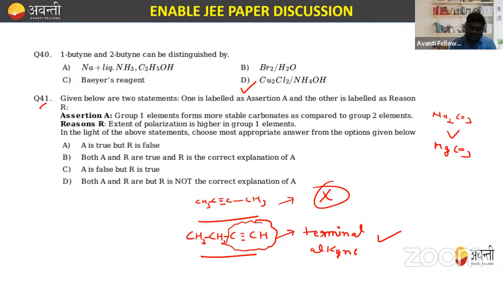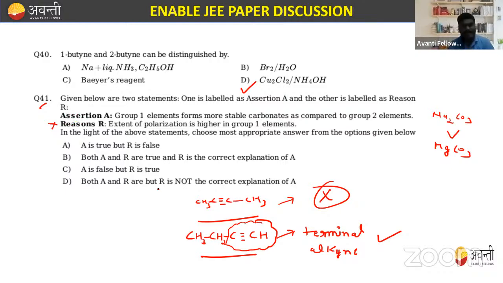And the reason they have given: extent of polarization is higher in group 1 elements. No, extent of polarization is higher only for those elements which are smaller in size. So if I'm talking about group 1 and group 2, group 2 is smaller in size as compared to group 1. So extent of polarization is more in group 2, not in group 1. So the reason is false, whereas the assertion is absolutely correct, that is group 1 elements form much more stable carbonates as compared to group 2.